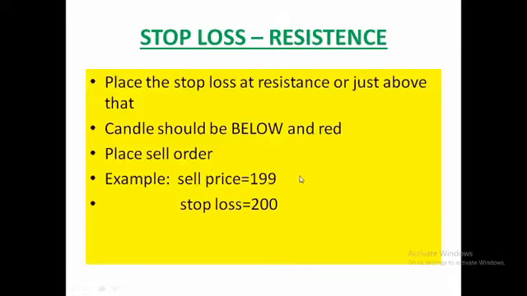Now let us talk about when to place the stop loss at resistance. Normally we place the stop loss at resistance during a sell. So make sure that the candle is red, and place the sell order. Example: the sell point is 199 and the stop loss is 200. In this case, I am assuming that this 200 is at resistance.